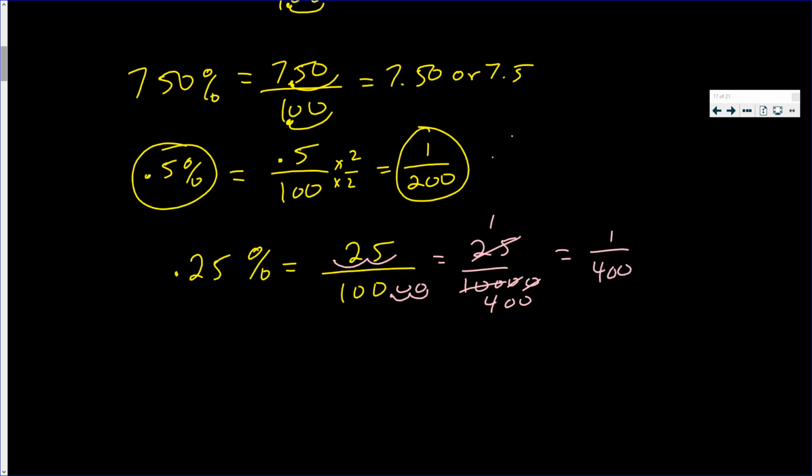Again, if you had 0.5 over 100, another way of doing it would have been just move the decimals 1 place to the right and you get 5 over 1,000. 5 goes into 5 one time, 5 goes into 10 two times. Don't forget the 2 zeros. So you still get 1 over 200.